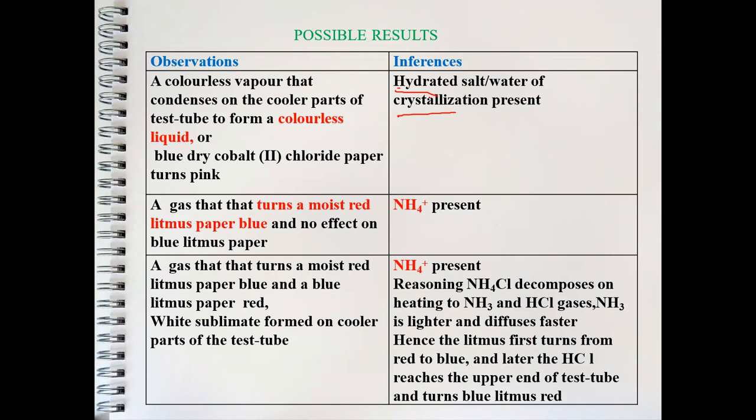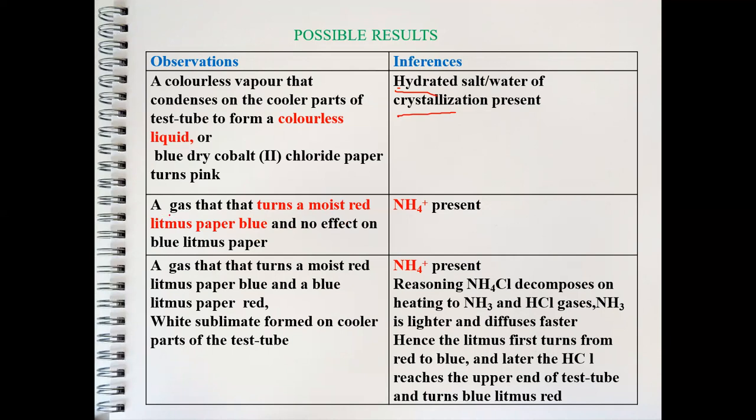So when you heat it gently and get a gas that turns moist red litmus paper blue and has no effect on blue litmus paper... If you are using litmus paper, ensure that you use both red and blue, and you state the effect on each. If there is an effect on blue litmus paper, you say there is no effect on red litmus paper.